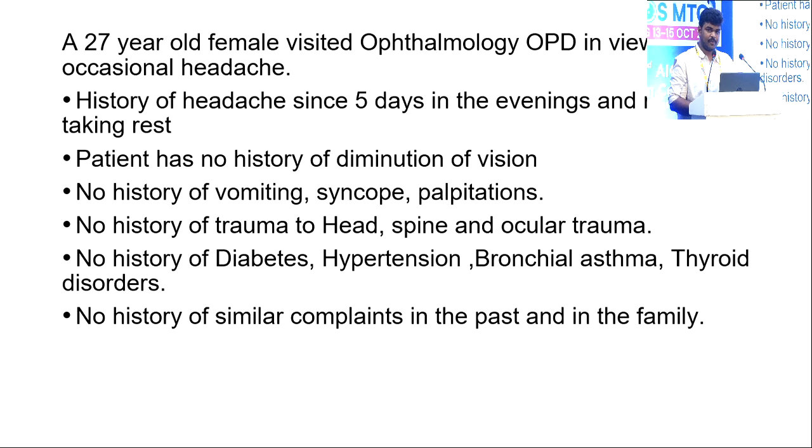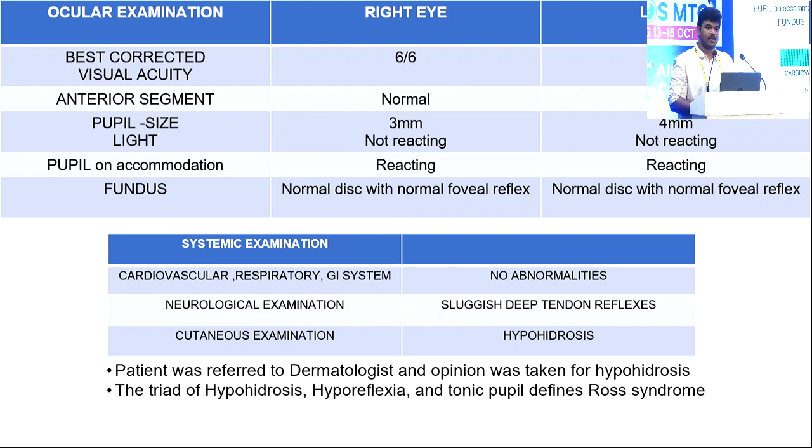There was no history of trauma to the head, spine, or ocular trauma, and she was not diabetic, hypertensive, or known to have bronchial asthma or thyroid disorders. No history of similar complaints in the past or in the family. On ocular examination, in the right eye and left eye, best corrected visual acuity is 6/6 with near vision N6, and on slit lamp examination, the anterior segment is normal in both eyes.